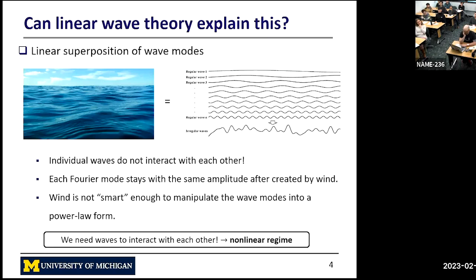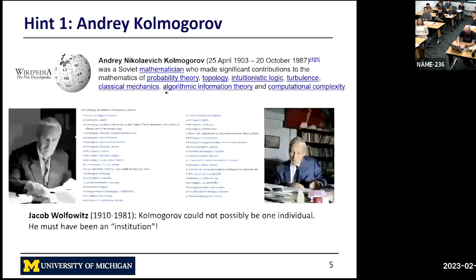So the linear wave theory that we are most familiar with cannot explain the parallel that we observe in these ocean waves. So the waves need to interact with each other. That requires us to go to the nonlinear regime. Okay, so how do we go to the nonlinear regime? I'm going to now explain three hints from the work of three giants in the history of science.